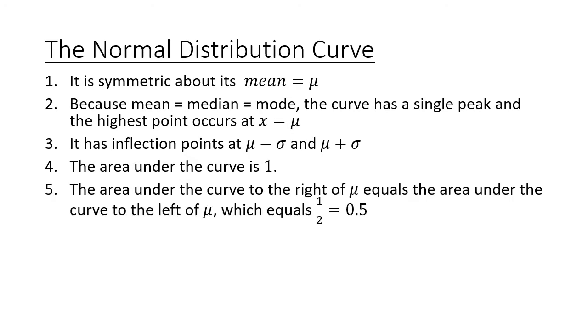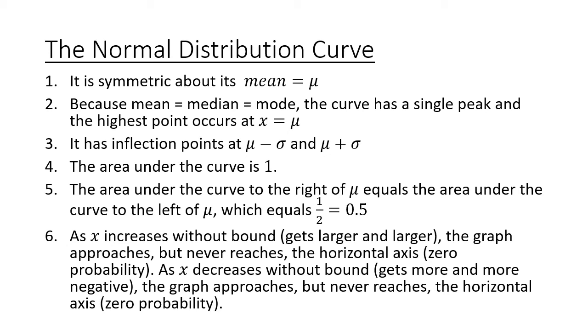Now, if we put some of these things together: the area under the curve is 1, and everything is symmetric about the mean. That means the area to the left of the mean is a half, and the area to the right of the mean is a half. It has to be symmetric. We're going to use some of that to logic our way through some of the more complicated probability problems that you'll have to set up for your homework.